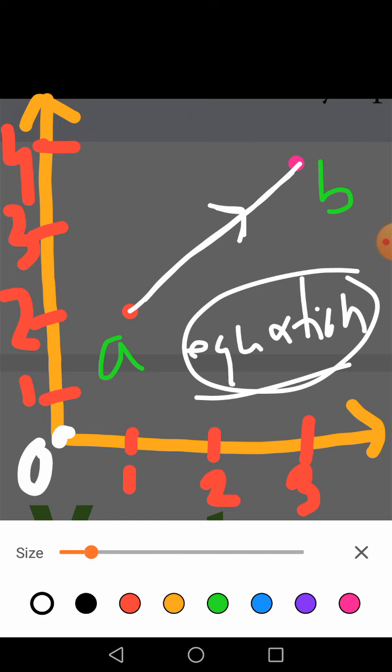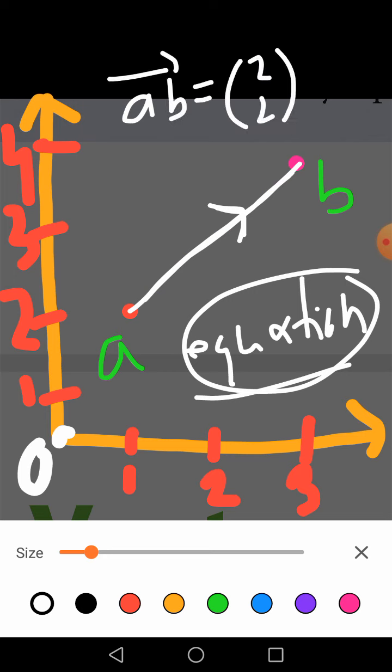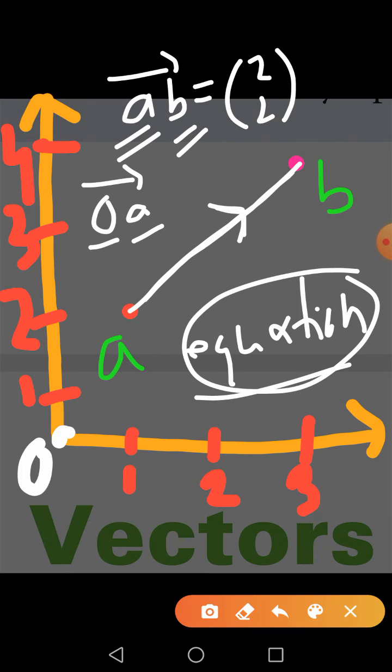What I am trying to say is that when you are writing AB is equal to 2, 2, then you are mentioning the position of B with respect to the position of A. All right? So, this is not the position vector of B, but if you write OA, that means you are taking the position of A from the origin, then the number of steps that you are writing in the format of commas is what we call the coordinates.